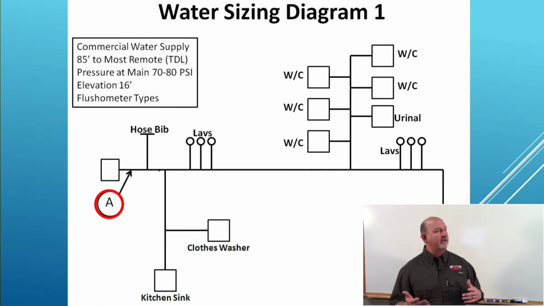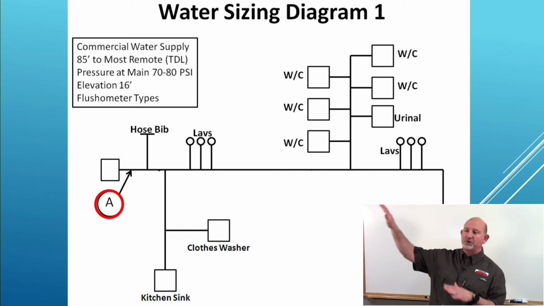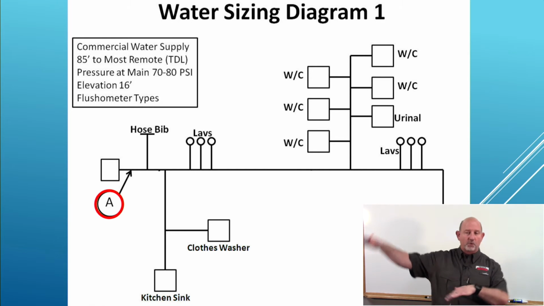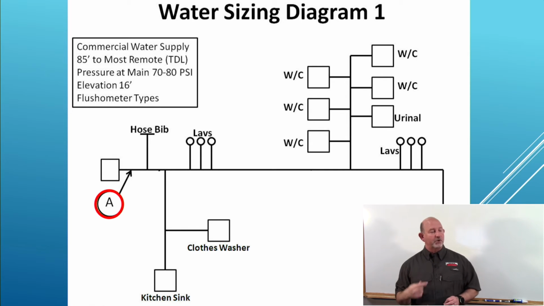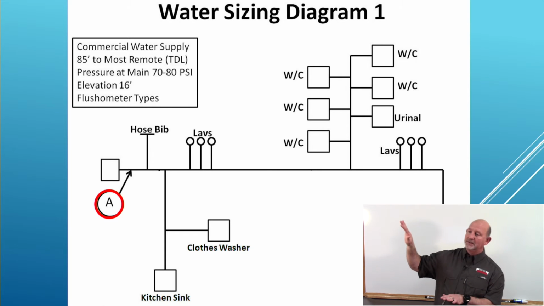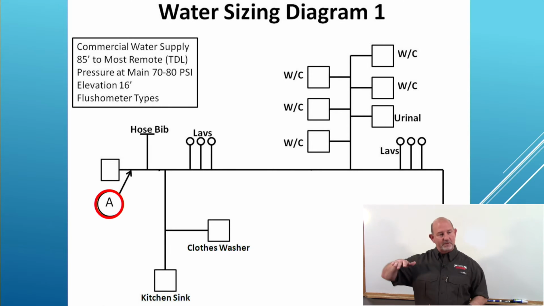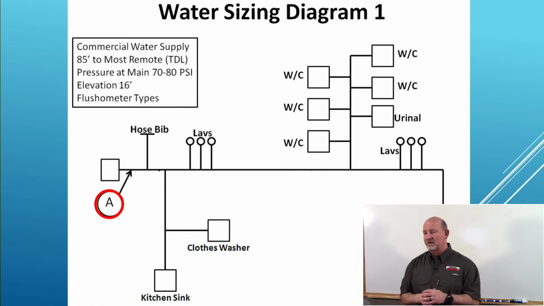Elevation 16 foot. Now it doesn't say, I'm telling you, we're pushing water 16 foot uphill. We got to know which way we're going. I'm telling you, we're pushing water uphill 16 feet. So do you agree we're going to lose a half a PSI for every foot we push it up? So we pushed it up 16 feet from the meter to the highest fixture. So we're going to lose a half a PSI 16 times.